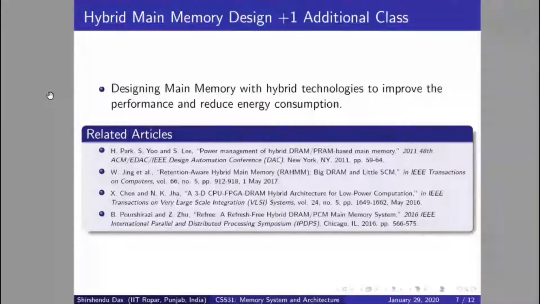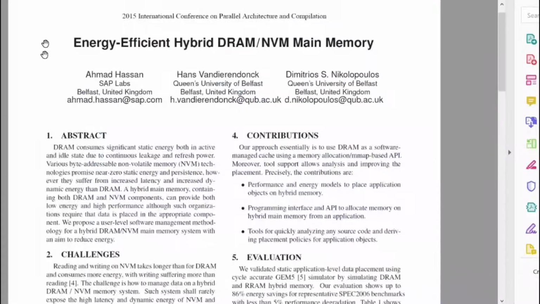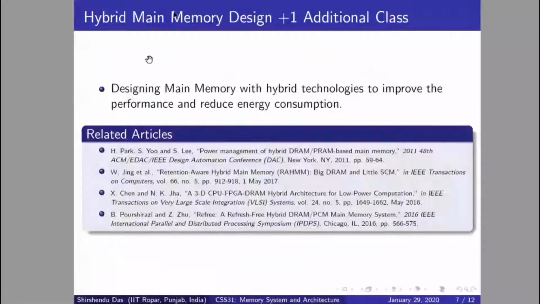The next is hybrid main memory design. Hybrid main memory design, I have already explained one paper when I was discussing energy. Let me open that paper again. This was the paper, which I have already explained. They proposed a hybrid main memory design using DRAM and NVRAM to reduce the energy consumption. So this is also a hybrid memory design. There are many other hybrid memory designs possible, but I am not explaining them. And also there will not be any additional class on hybrid memory design. I am not giving much emphasis on this particular area.